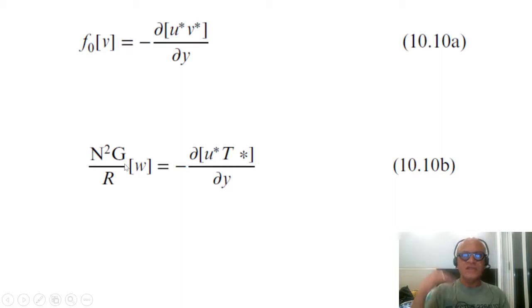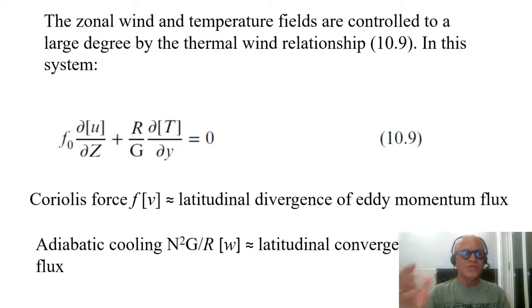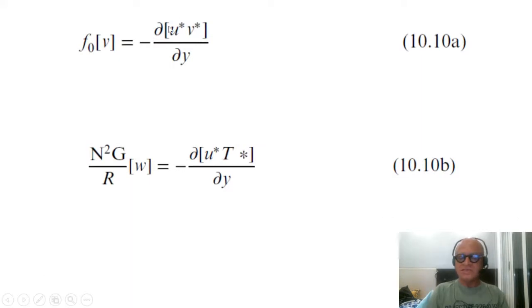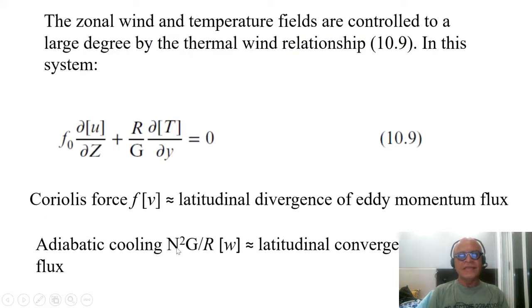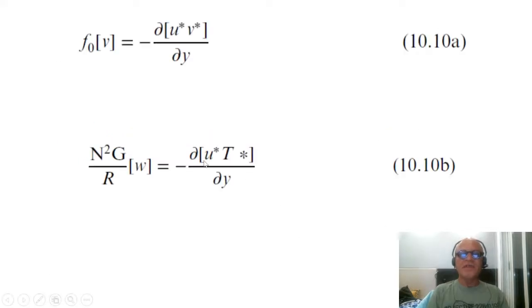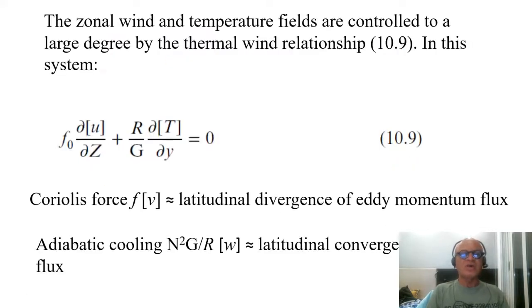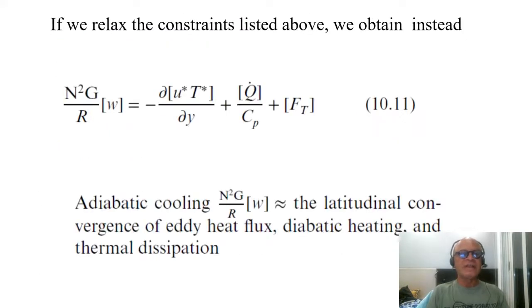Okay, this is the vertical adiabatic cooling. We say cooling, it depends on the sign, but here it is northward heat transport, so it's the heating that has to be cooled. Okay, so the Coriolis force F v is approximately equal to the latitudinal divergence of the eddy momentum flux, which is what this equation is, and the adiabatic cooling N squared H over R times w is approximately equal to the latitudinal convergence of the eddy heat flux, which is this term. Approximate because we have made some assumptions there and dropped some terms.